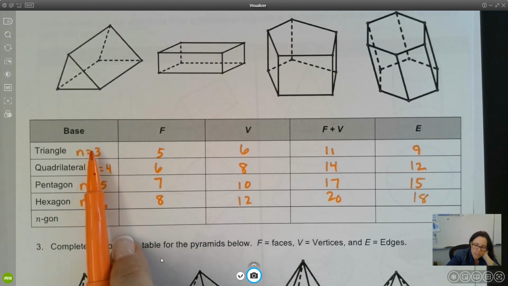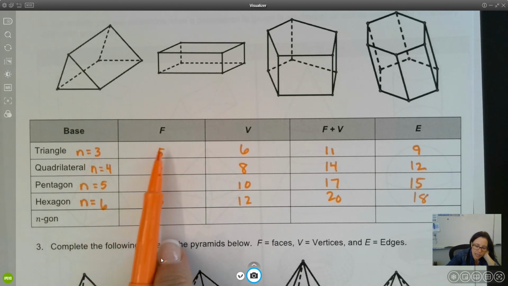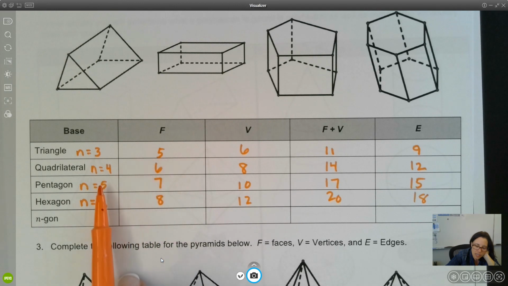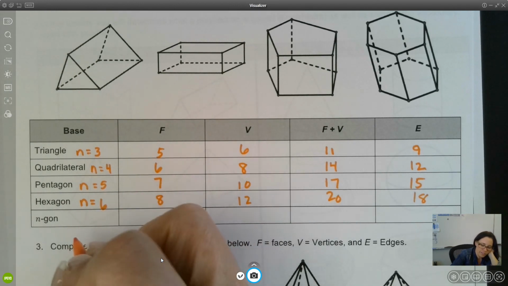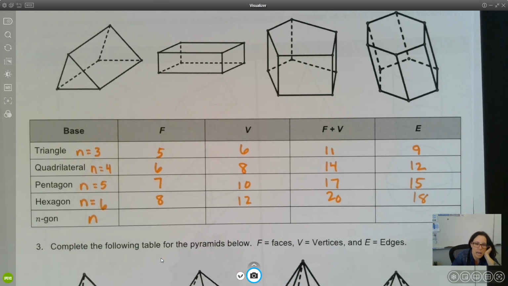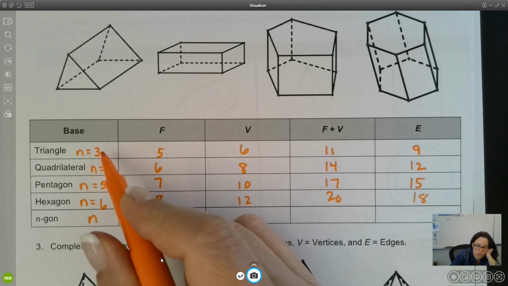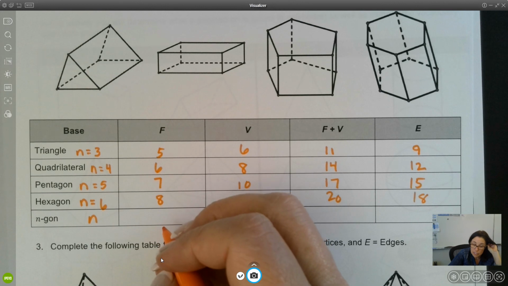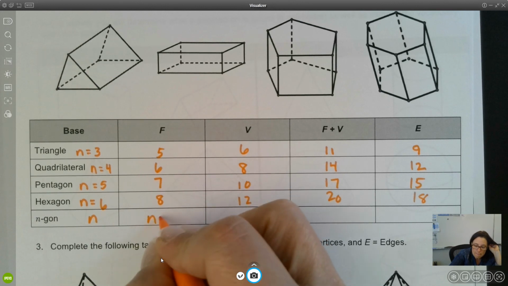Okay, well, let's look at the relationship here. If n is 3 here, you get 5. If n is 4 here, you get 6. If n is 5 here, you get 7. N is 6 here, you get 8. What if n is just n? How many faces do you have? Hopefully you're noticing that you have 2 more.